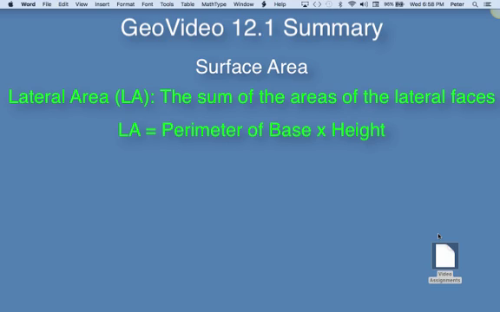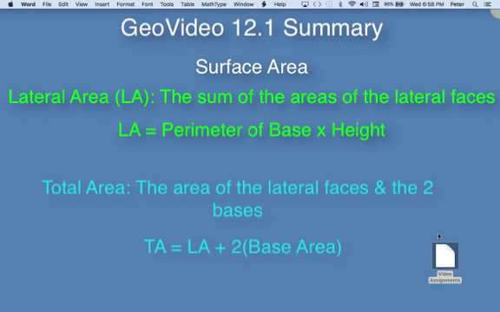The second subset of the surface area was total area, and that is equal to the lateral area plus the area of the two bases.